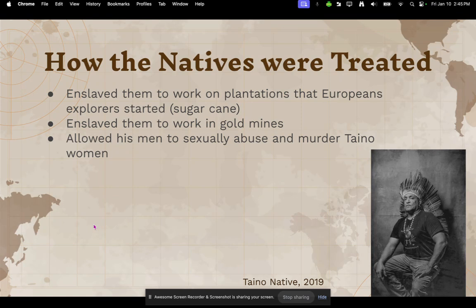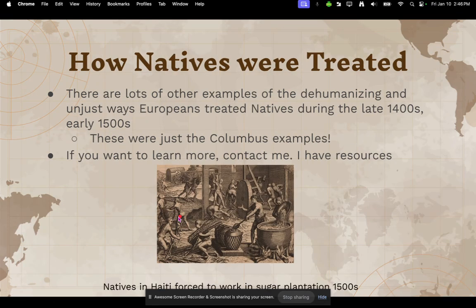So the big plantation crop that they grew was sugarcane. Now, I know in American history you talk a lot about cotton plantations, but actually sugarcane was the most popular crop to grow on a plantation outside of the United States. So they also enslaved them to work in gold mines, and Christopher Columbus allowed his men to sexually abuse and murder Taino women.